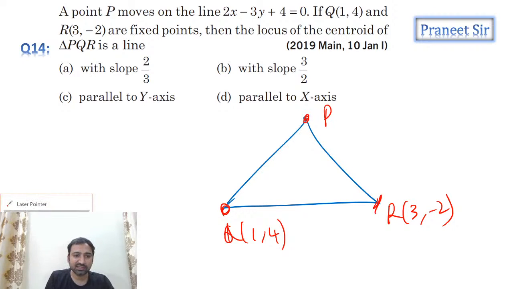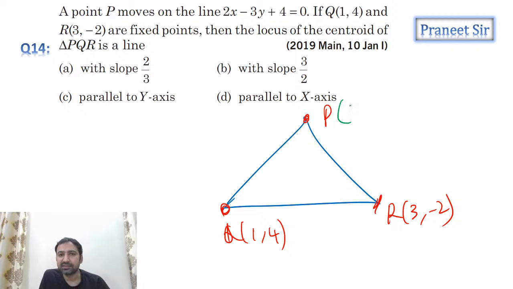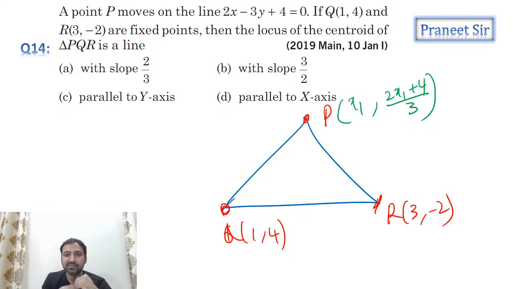Can I assume this point as x1 comma (2x1 plus 4) by 3? Can I say it like this? Otherwise, I'll tell you another method also, guys.